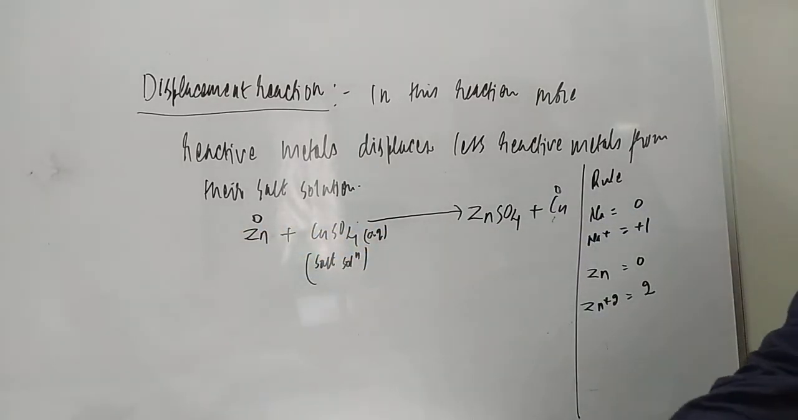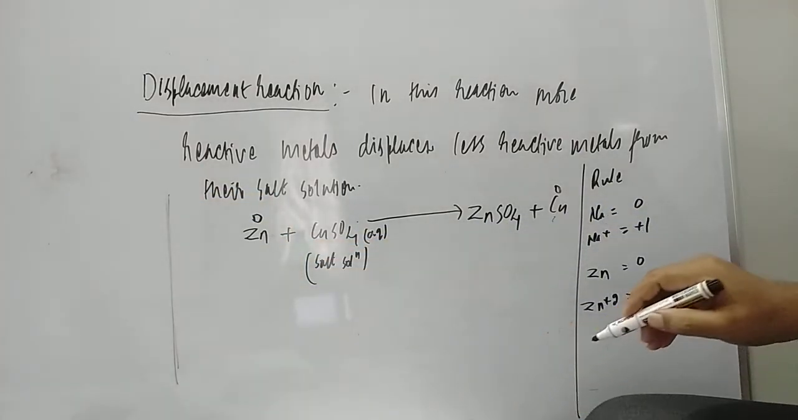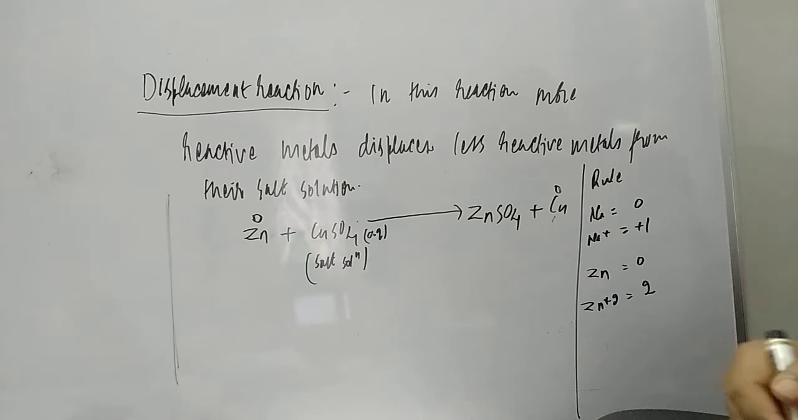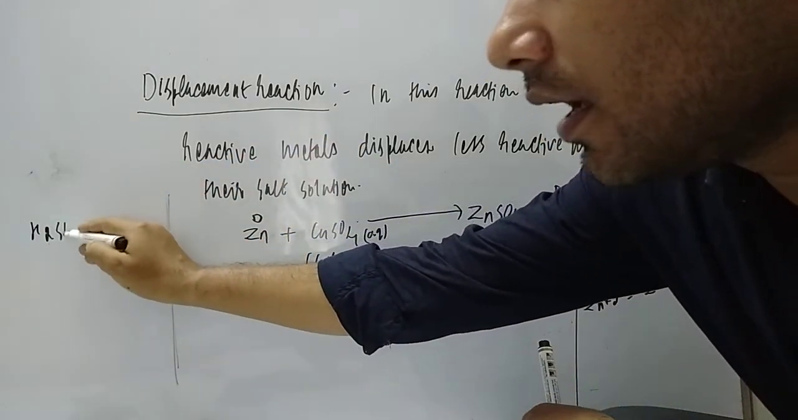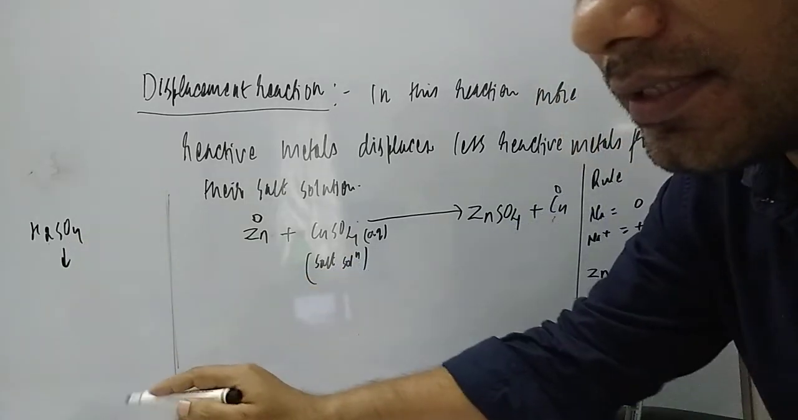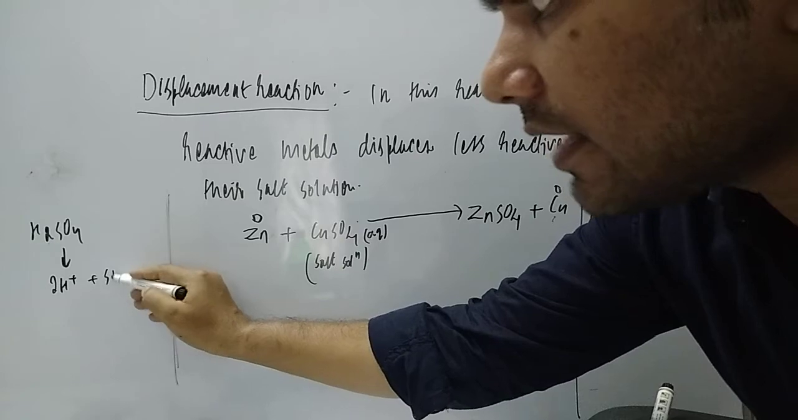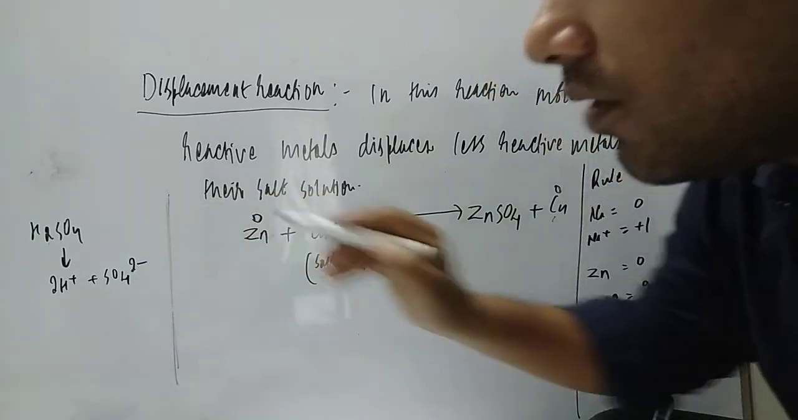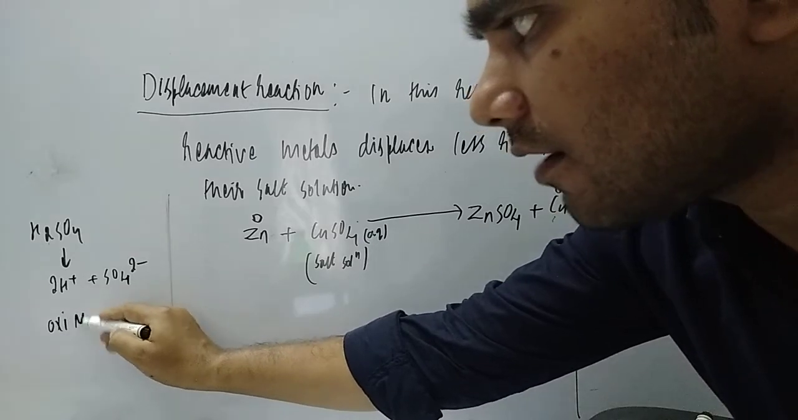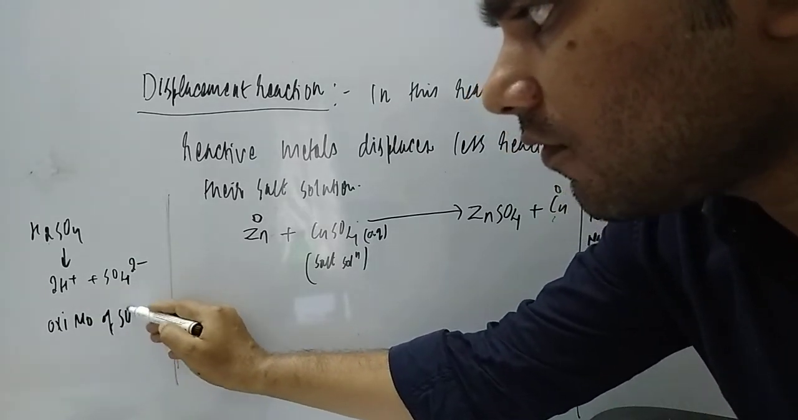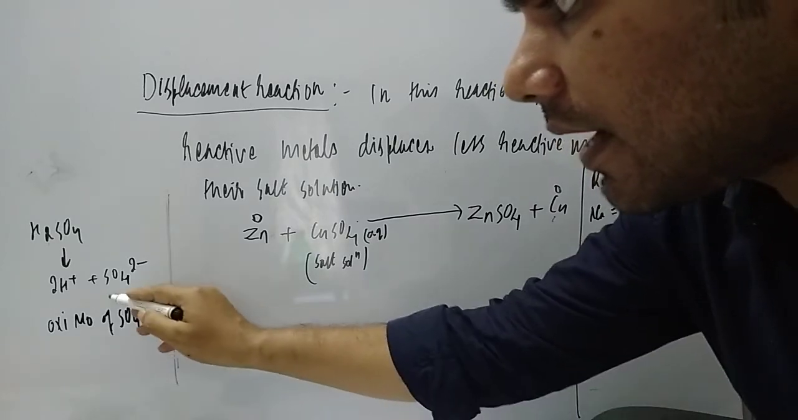Now you see one more rule. Here I am writing on the right side of the board. Try to understand one more convention of the oxidation number. Suppose we have sulfuric acid, H2SO4, and we ionize this sulfuric acid. It will give 2H+ and SO4 2-. So the oxidation number of SO4 2- is -2.